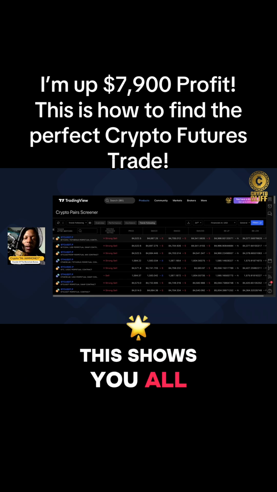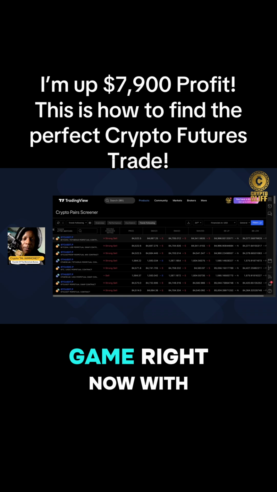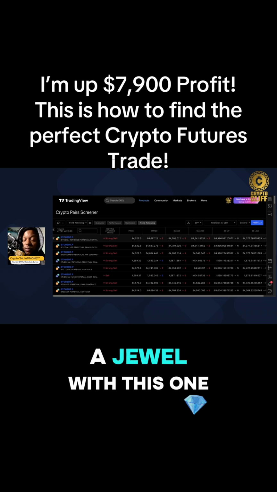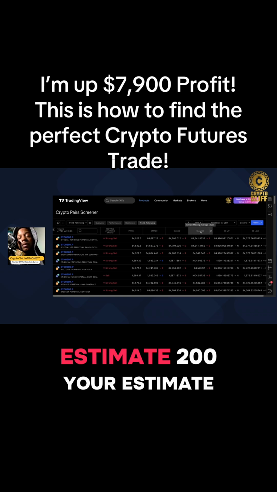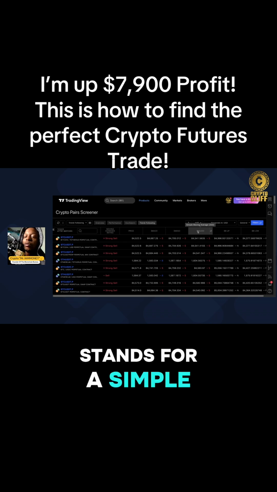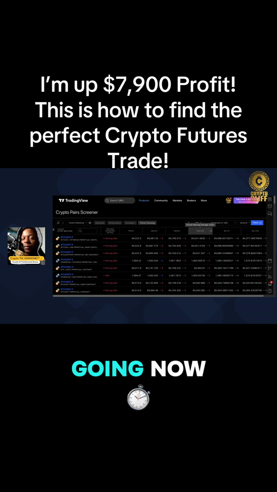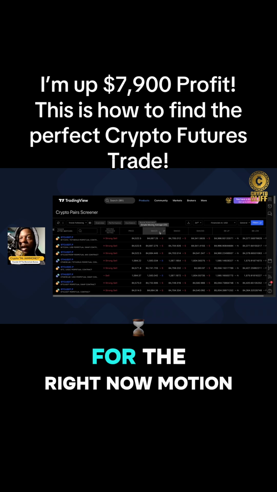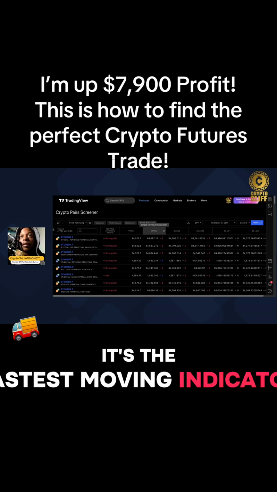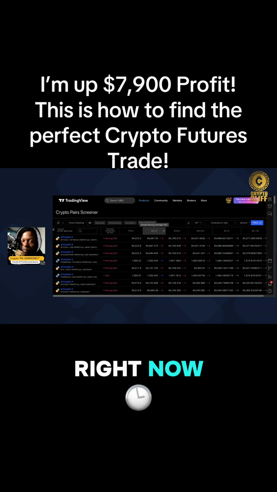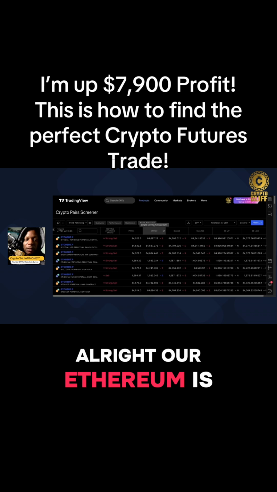This shows you all of the SMAs and where the trajectory of the market is going. I'm putting y'all on game right now with this one. I'm really giving y'all a jewel with this one right now. Now, you got an SMA 20, SMA 50, SMA 200. Your SMA stands for a simple moving average. It shows you the simple moving average of the market, where the market is going. Now, your SMA 20 is for the right now motion. It's what's happening literally right now in the market. It's the fastest moving indicator. So it's showing you that right now in this space, Bitcoin is going here. All right. Or Ethereum is going here.